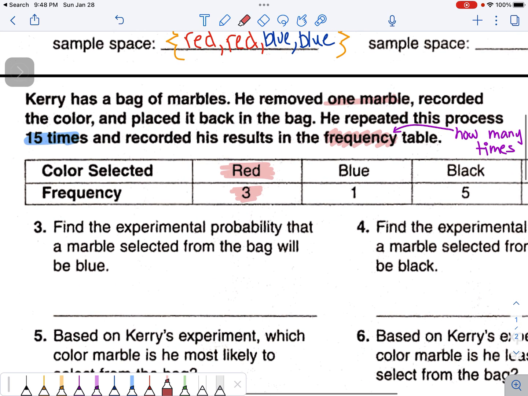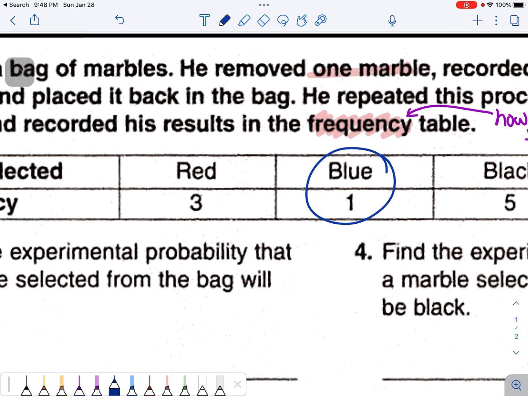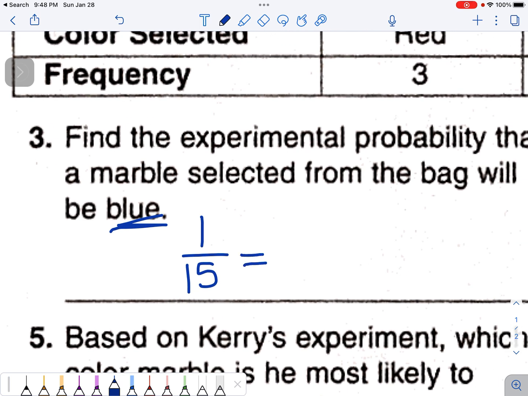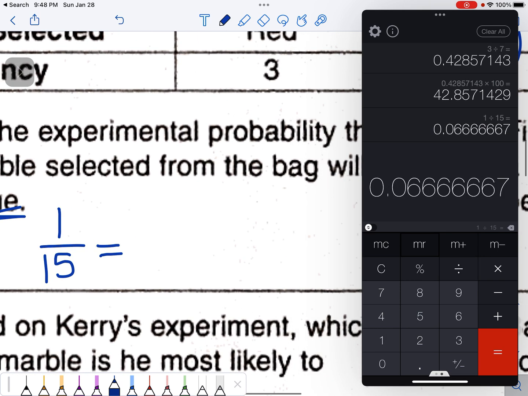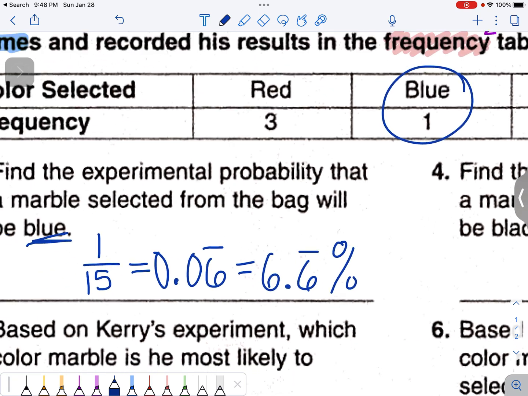Number 3, find the experimental probability that a marble selected from the bag will be blue. Looking back at our table, it said blue is 1. So the experimental probability, there was 1 blue out of 15 times that he picked a marble, and that equals 1 divided by 15, 0.6 forever, and times by 100 gets us to 6.6 forever percent. There's a very low chance, that's almost 0%.